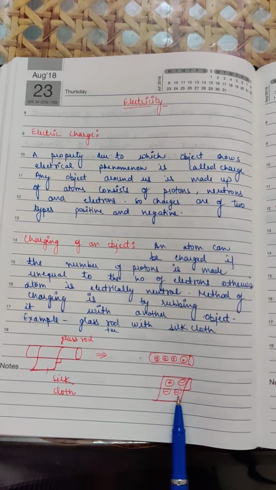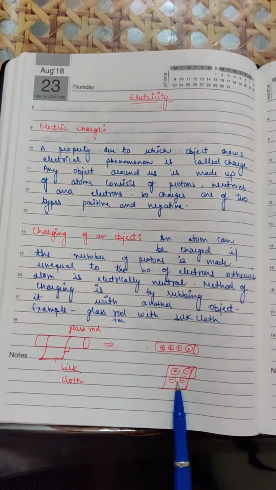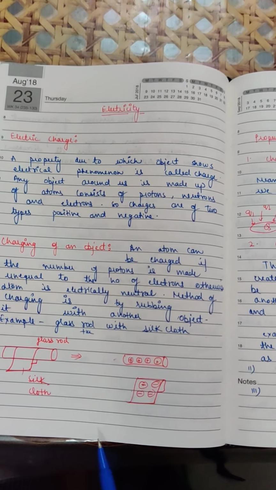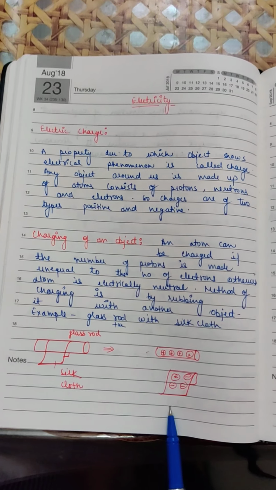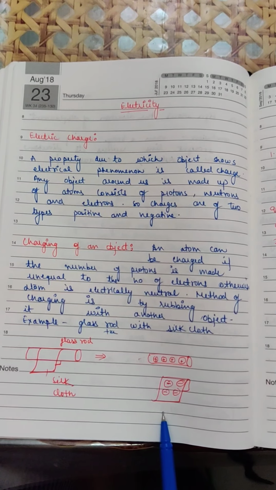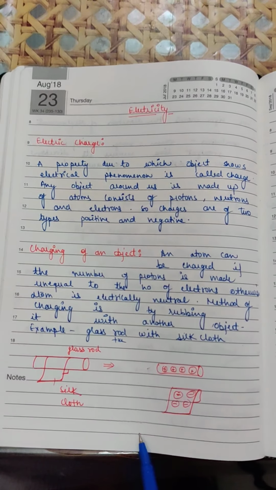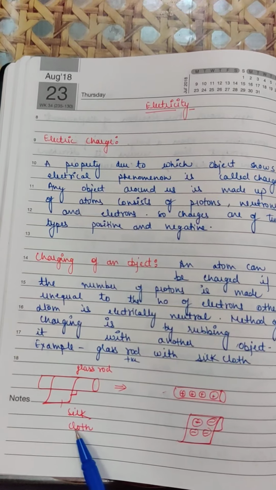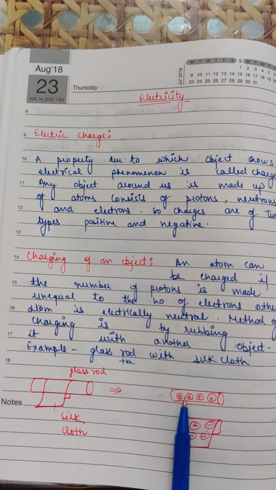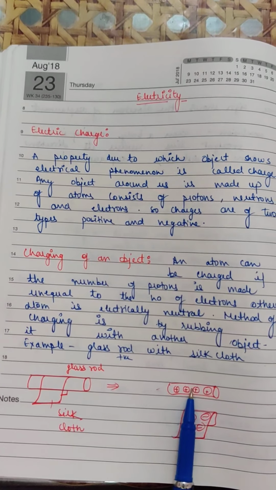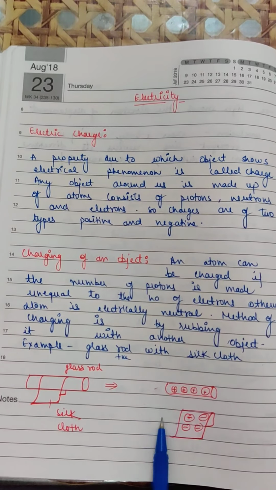So students, from where does this charge come? Because charge has a property of conservation. We can say charge can neither be created nor be destroyed. So what is the cause of this charge? Actually, what happens when we rub the glass rod with the silk cloth is that the electrons from the glass rod move to the silk cloth, and this makes the glass rod positively charged and the silk cloth negatively charged.